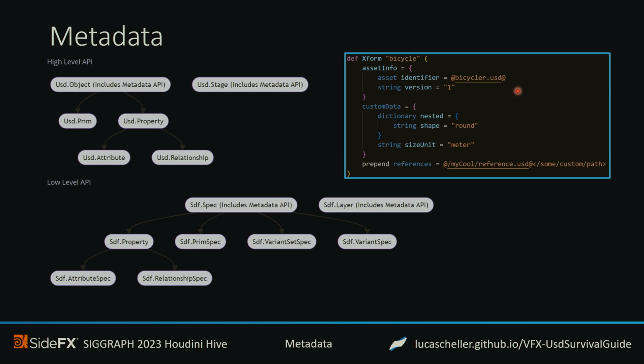There's some stuff to watch. There's also some cool stuff you can do with metadata, which we cover way more in the guide, but we're not looking at that today. The most you'll be interacting with metadata is to set asset info, custom data, or edit composition arcs. So anything composition related is stored via metadata.